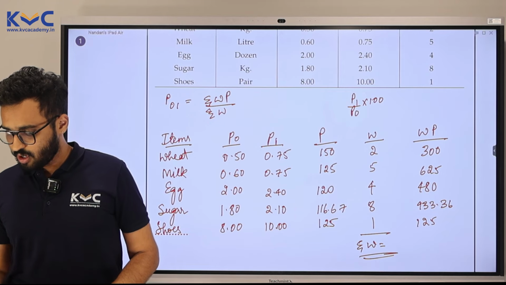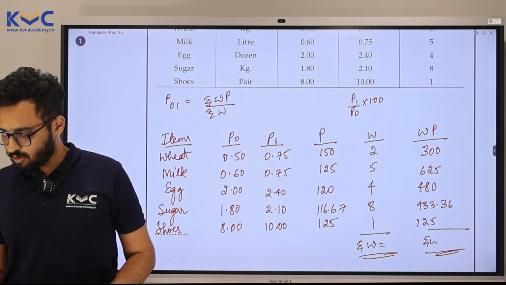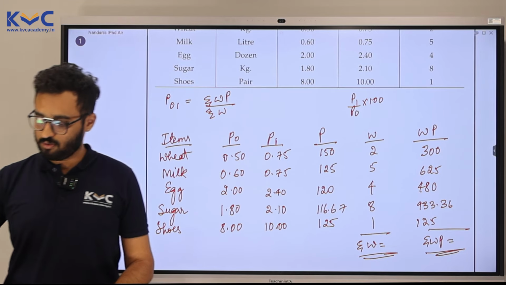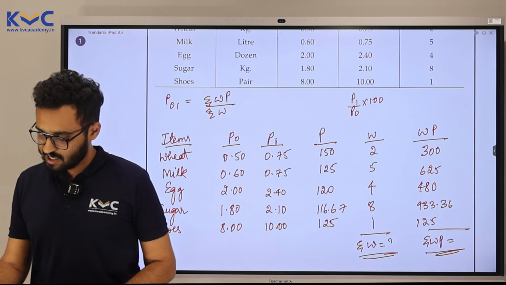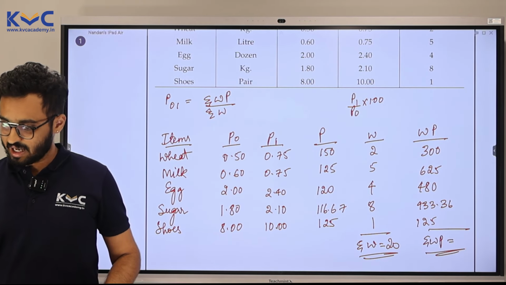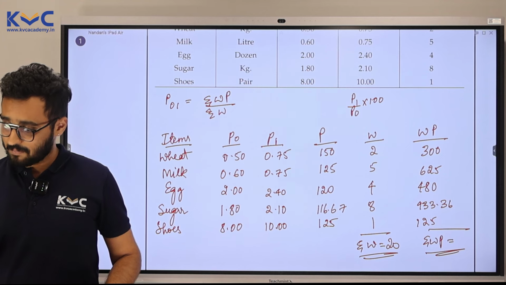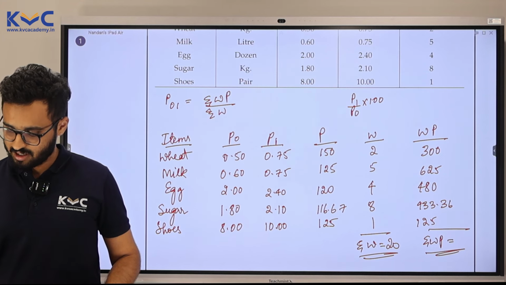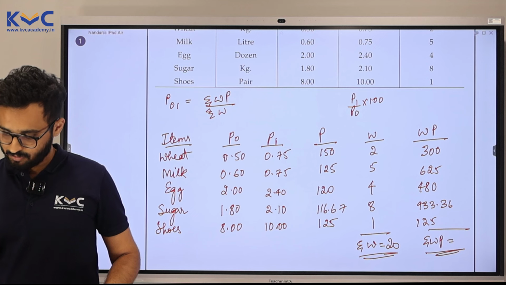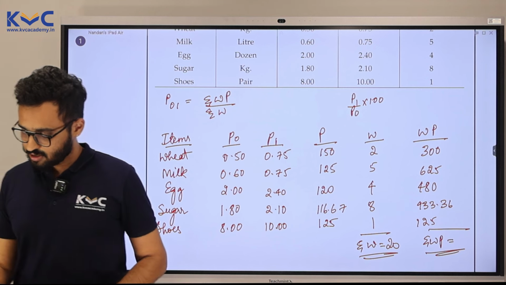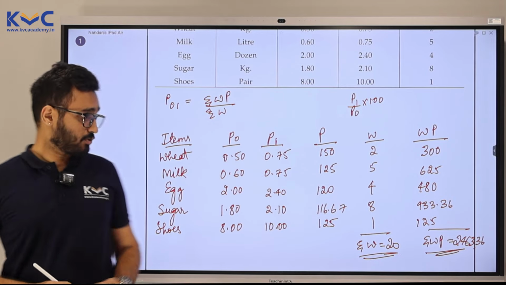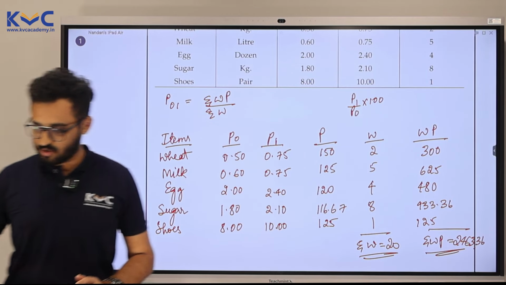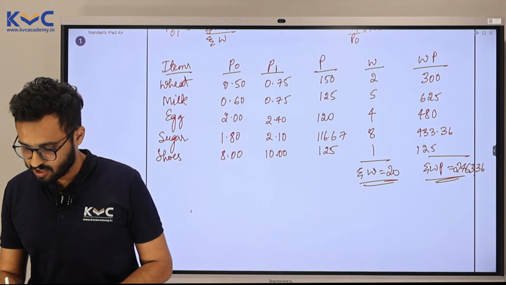So I'll need summation W, I'll need summation WP. So summation W will be 2 plus 5 plus 4 plus 8 plus 1, which is 20. Summation WP is 300 plus 625 plus 480 plus 933.36 plus 125 is 2463.36. Correct? So we have summation WP and summation W.